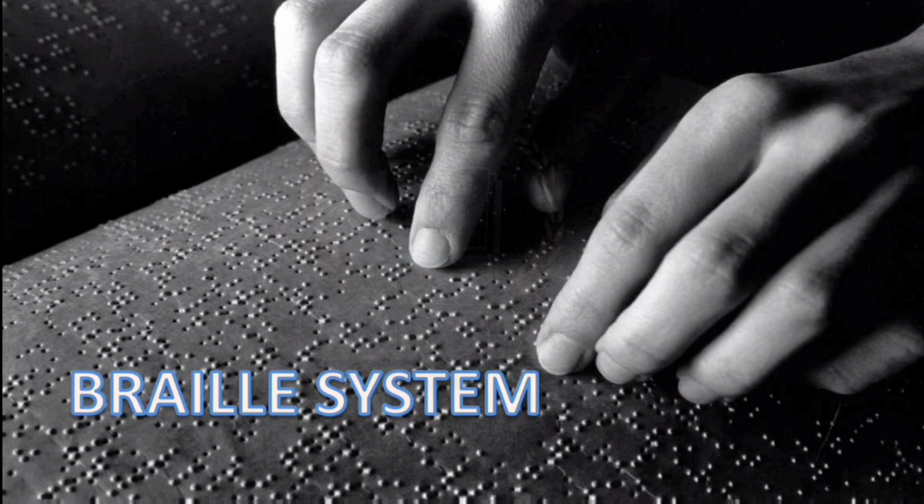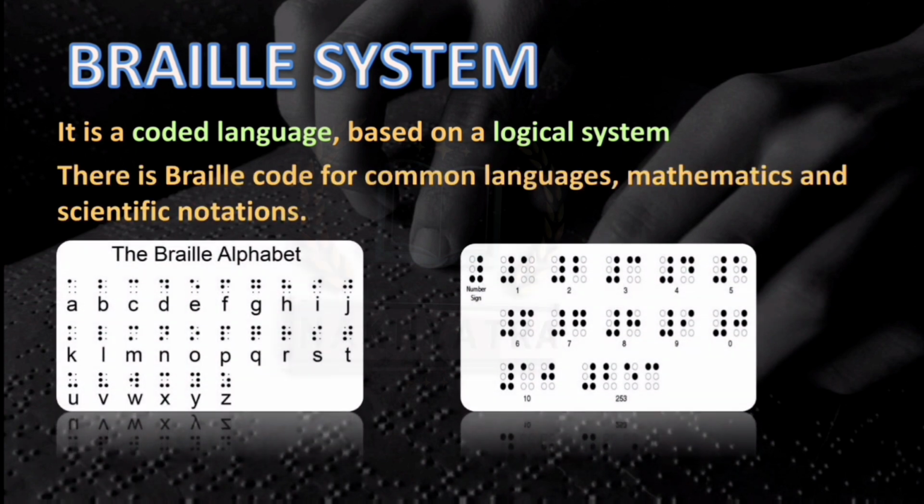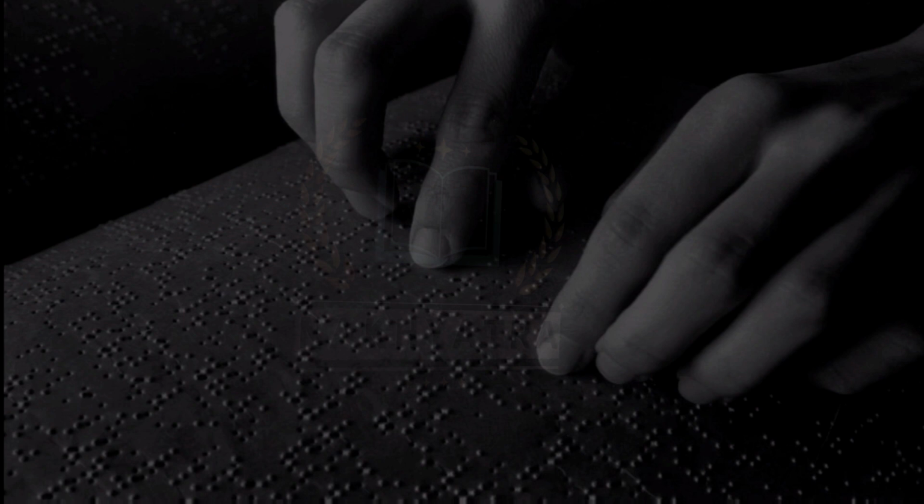Now let us see the Braille system. It is a coded language based on a logical system. There is a Braille code for common languages, mathematics and scientific notations. As you can see here, this is the Braille code for the English alphabet, that means the Braille alphabet. And this is the Braille code for numerical signs. Can you see here? So it is the Braille code for mathematics.